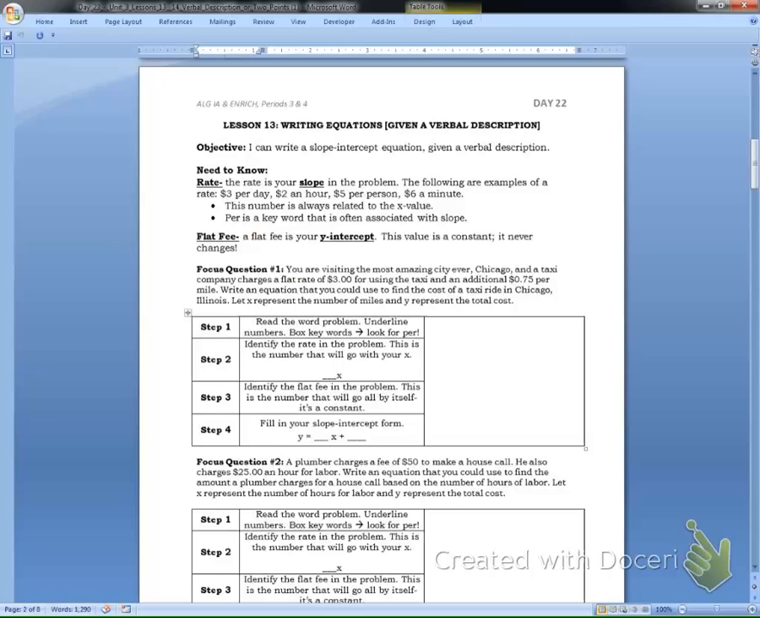Focus question number 1. You're visiting the most amazing city ever, Chicago, and the taxi company charges a flat rate of $3 for using the taxi, an additional 75 cents per mile. Write an equation that you could use to find the cost of the taxi ride in Chicago. Let x represent the number of miles and y represent the total cost. So let's identify those key terms, or keywords, in this story problem.